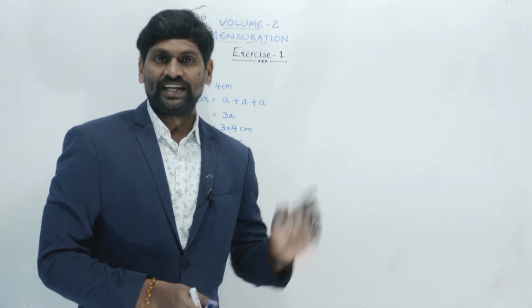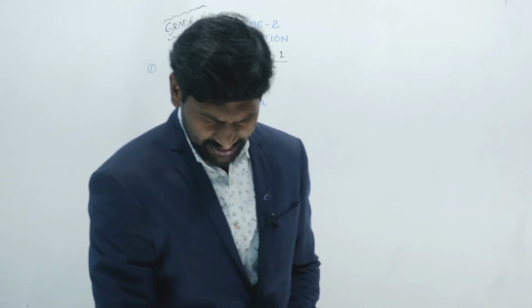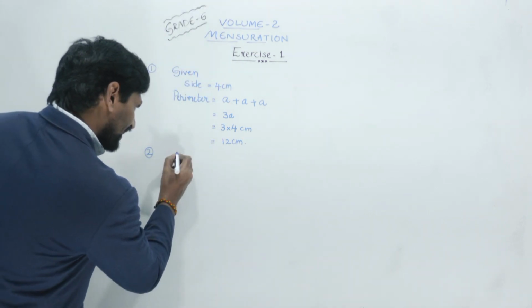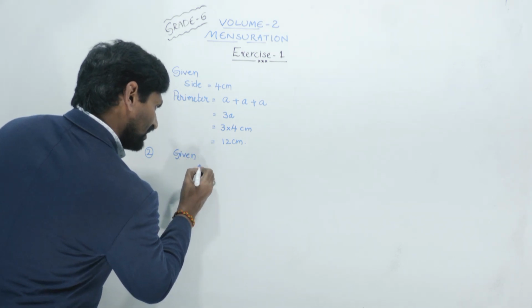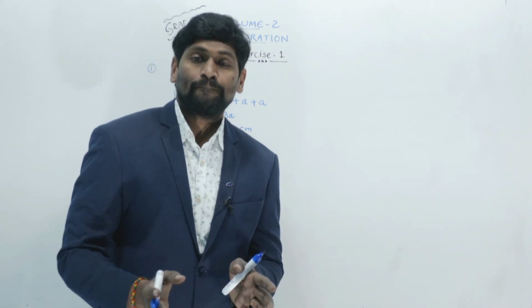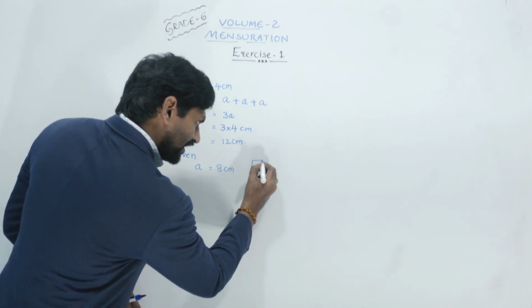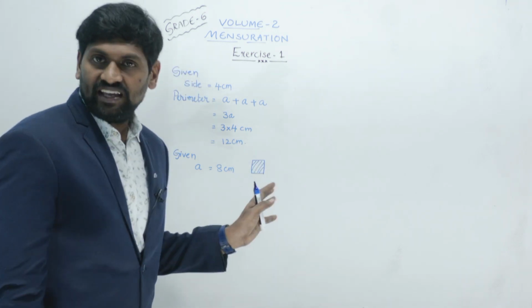Now let us go to the second problem. The second problem is the area of a square whose side is 8 centimeters. These are all direct formula based questions. What is the formula for area? Area is the place occupied by a closed figure. For example, in a square, the shaded part is called its area.